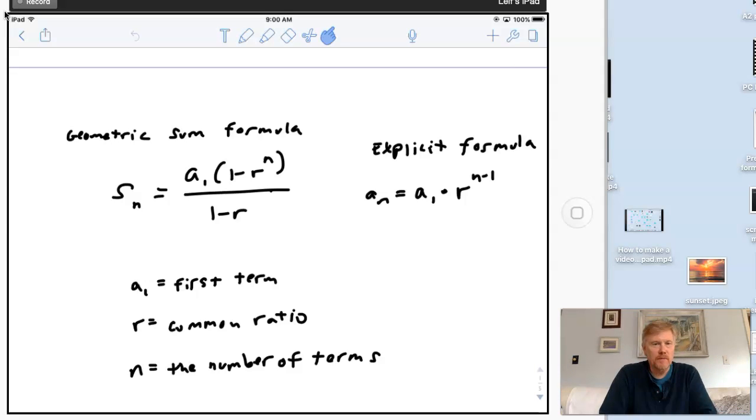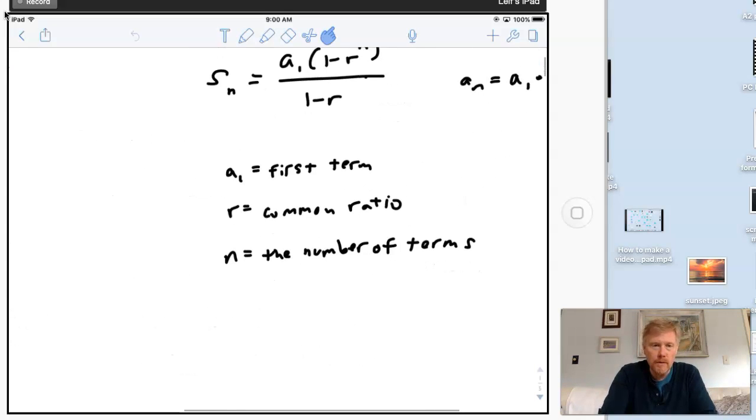So the geometric sum formula is S of n equals a of 1 times (1 minus r to the nth power) over (1 minus r). A of 1 is the first term in the sequence or series. R is the common ratio, which you can always find by taking the second number and dividing it by the first number. And n is the number of terms in the sequence, okay?